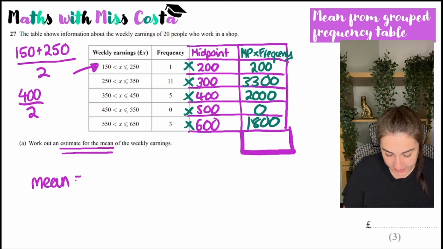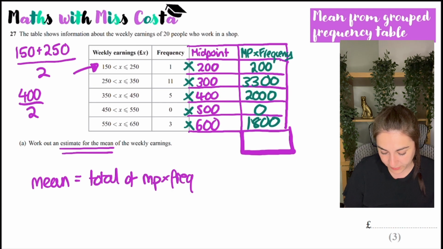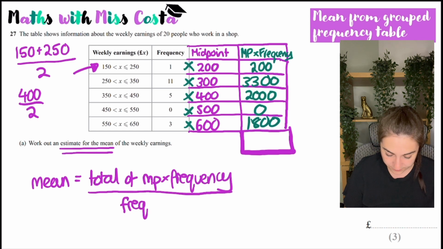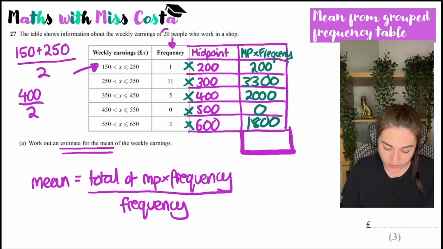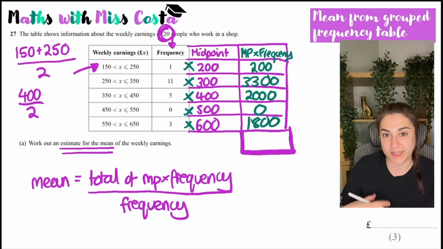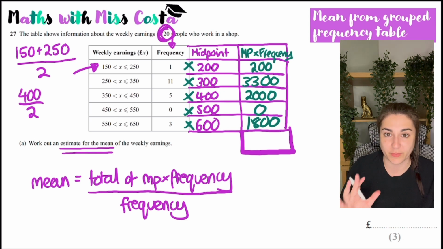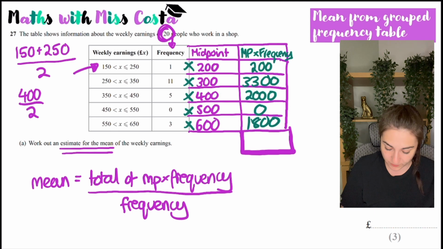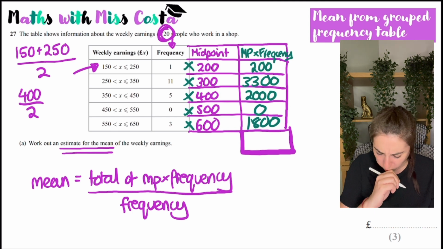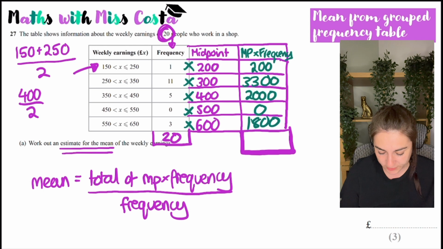So the mean is going to be the total of your midpoint times frequency column divided by the frequency. And the frequency is always going to be your second column, and you are actually told what the frequency is. Frequency always depends on context. In this question, it would be the number of people, but it might be the number of points scored or whatever. Frequency just means the total amount. So I know that this total over here is 20, and all I need to do is work out what this total here would be.